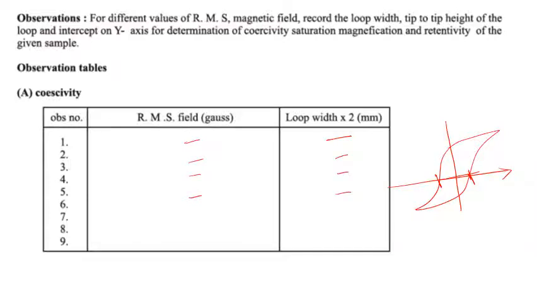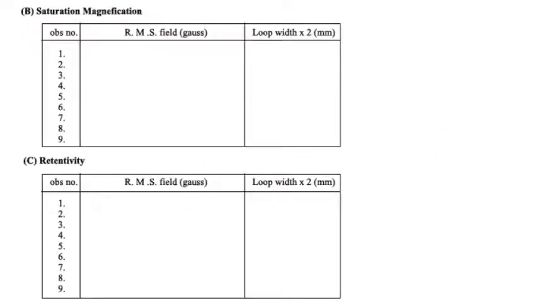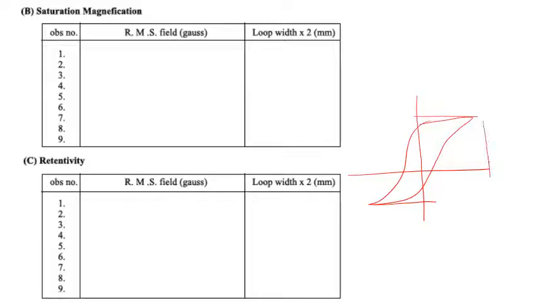Similarly we can find the saturation magnetization and retentivity. In order to find the saturation magnetization, let's say this is the peak value, and this is also again a peak value. In between these peak values we have to find the number of divisions in millimeters, and put it here for different magnetic fields. You have to fill these tables simultaneously, meaning the first reading you put in 3 tables, then the second reading you put in 3 tables, and similarly you have to find the retentivity.